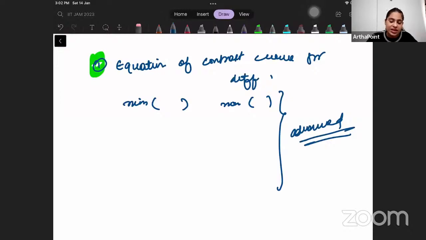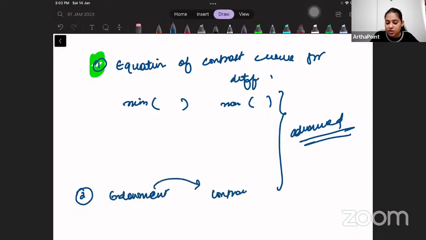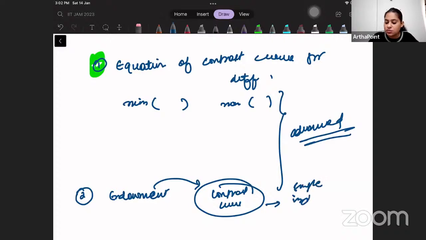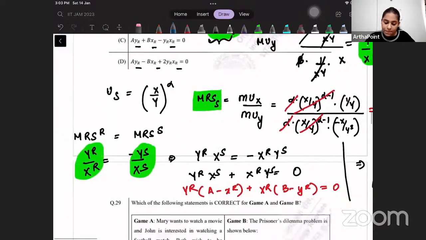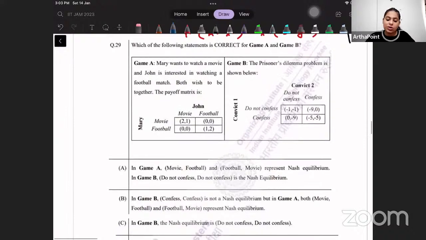Then the second takeaway from this question is how to use the endowment in the contract curve so that the entire contract curve is written in terms of a single individual. That is also what you're required to do. And the last takeaway is how they can give you monotonic transformations of the function, and you should be able to work with those also. Okay. Now come to the next question.